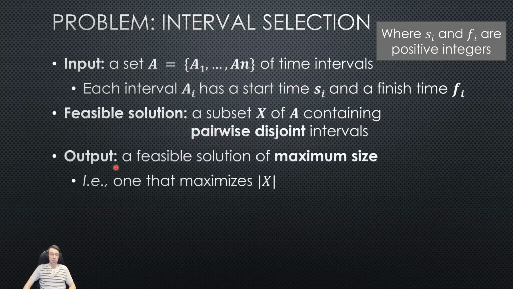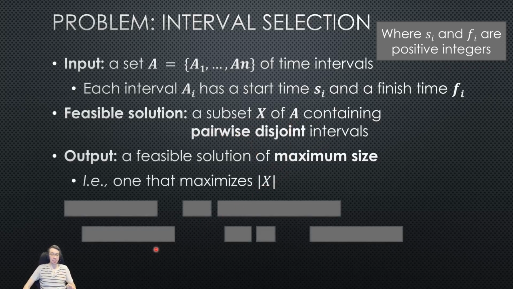So the output that we're looking for is a feasible solution, of course, because they have to be feasible. And what's the optimality part? Well, we want it to have the maximum size. Well, what's the size of the output? It's the number of intervals, the output, so the cardinality of our subset X of the input. We want to output as many intervals as possible that are pairwise disjoint.